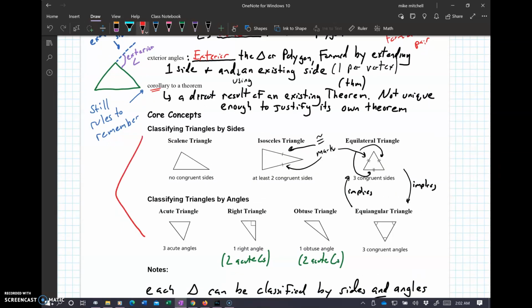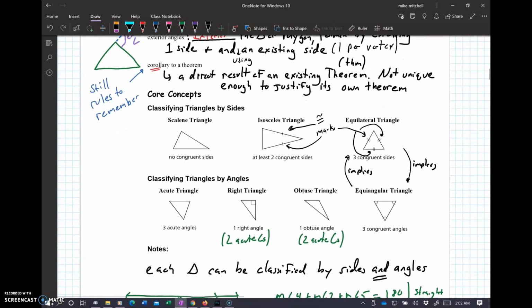This stuff you probably have heard before. Some of you will know it, some of you don't. Scalene, isosceles, equilateral triangle. No congruent sides for scalene. Two congruent sides, at least two, for an isosceles. So technically, an equilateral triangle is also isosceles because it has at least two congruent sides. The marks I mentioned here are congruent marks. 1 means congruent to 1, 2 means congruent to 2, and 1 is not congruent to 2.